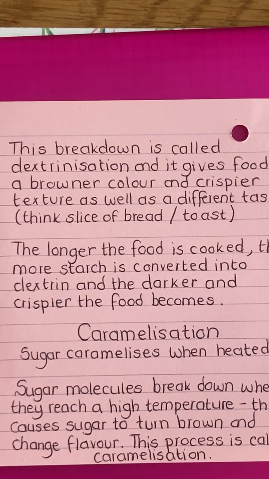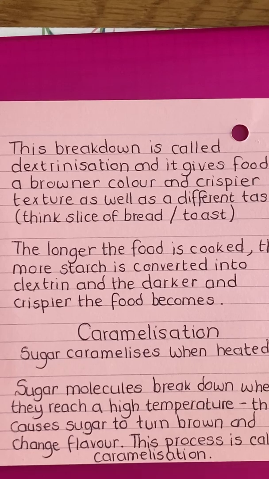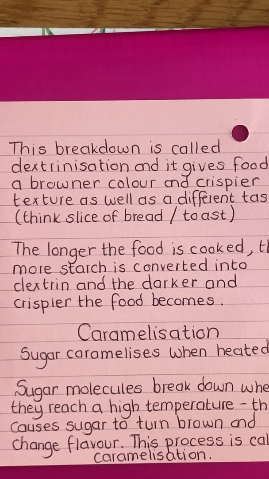Caramelization. Sugar caramelizes when heated. Sugar molecules break down when they reach a high temperature. This causes sugar to turn brown and change flavour. This process is called caramelization.